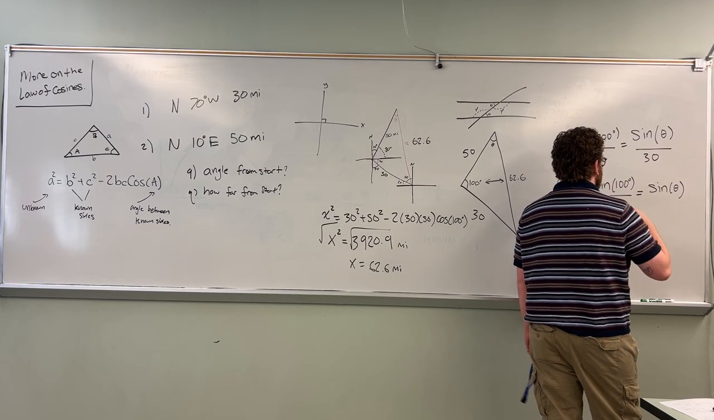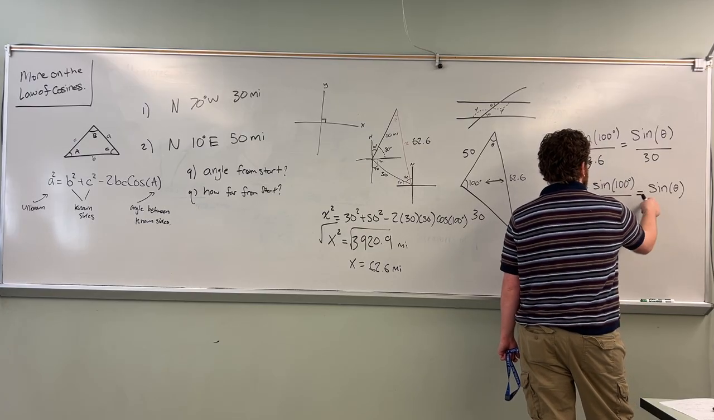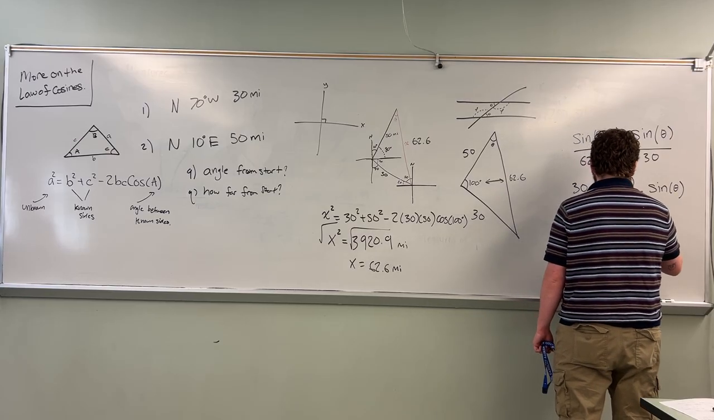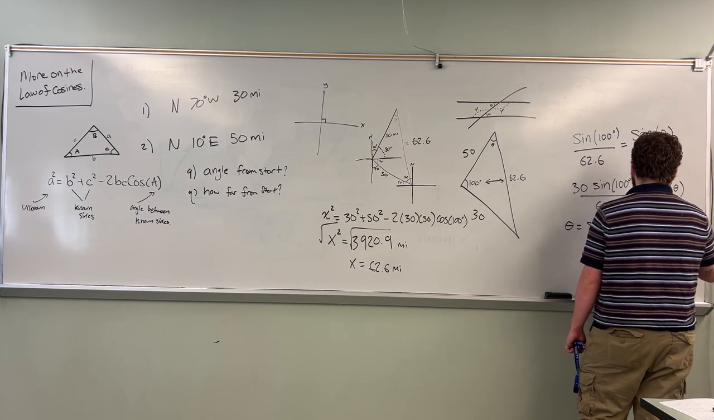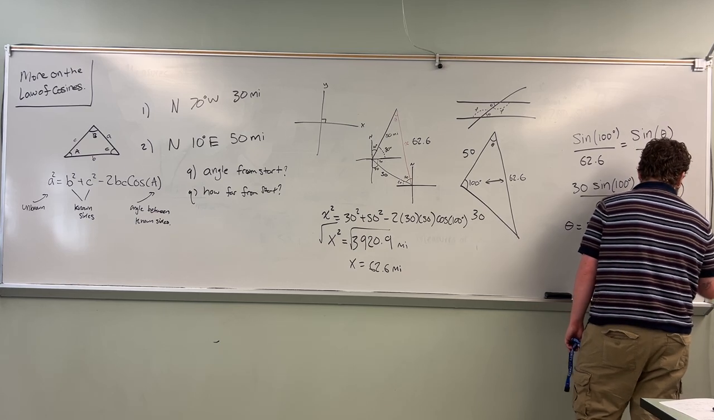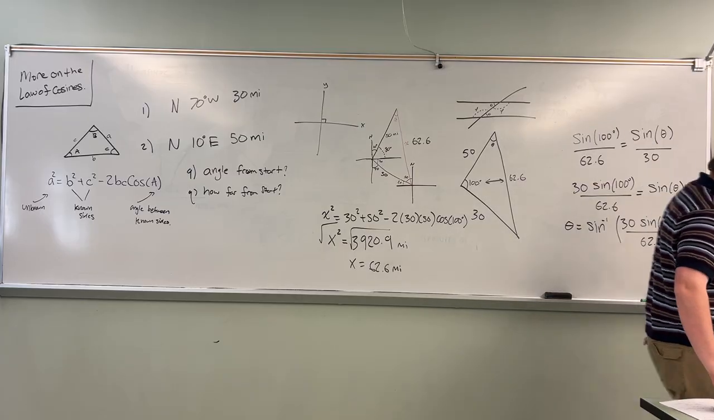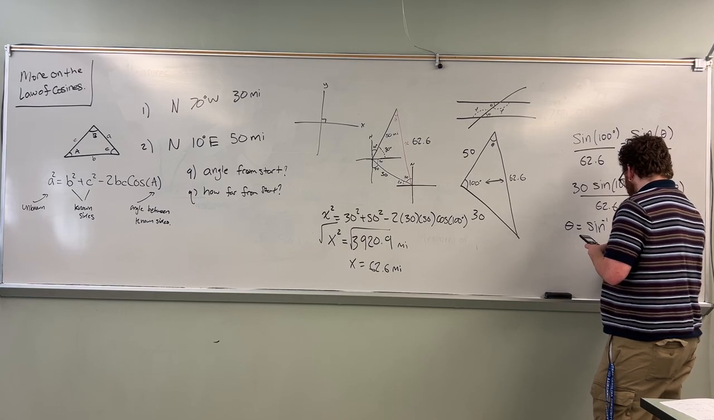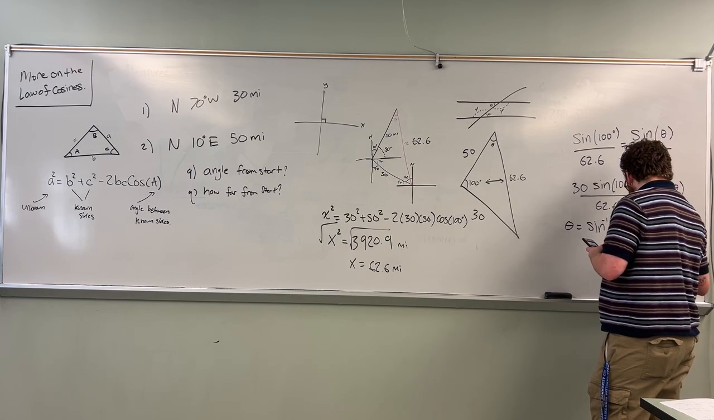I thought I had figured out the problem from the last one, but I don't think I did. Maybe I did actually. We'll figure it out. Okay, so then I get theta equals the inverse sine of 30 sine 100 degrees divided by 62.6. Plug that into my calculator. So I've got inverse sine of 30 sine 100 divided by 62.6. And I got an angle of 28.16.